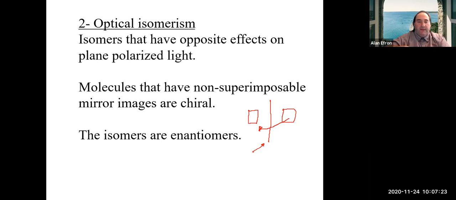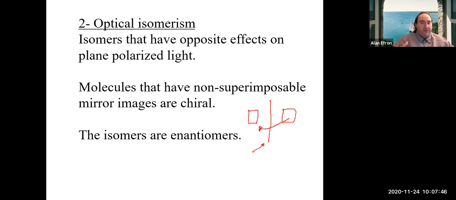You could try to rotate your hands. Don't injure yourself before the exam doing that, but you could rotate it as much as you like. You'll never be able to get your mirror image, which is your other hand, if you took it out of the mirror, to fit perfectly on top of each other. Palms up, palms down, and thumbs in the right location. You'll never be able to do that.